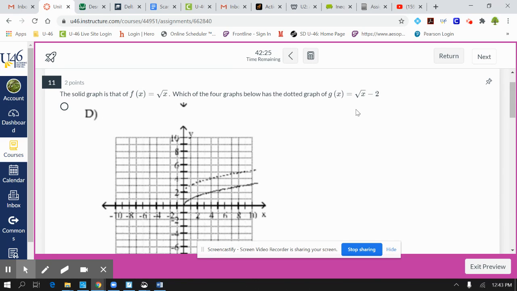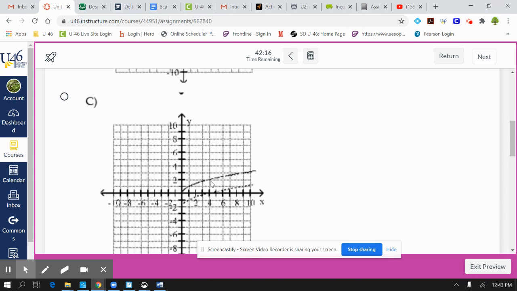Another transformation, radical x minus 2. So just a radical x, but then shifted down 2. This one is shifted up 2. This one is shifted down 2.